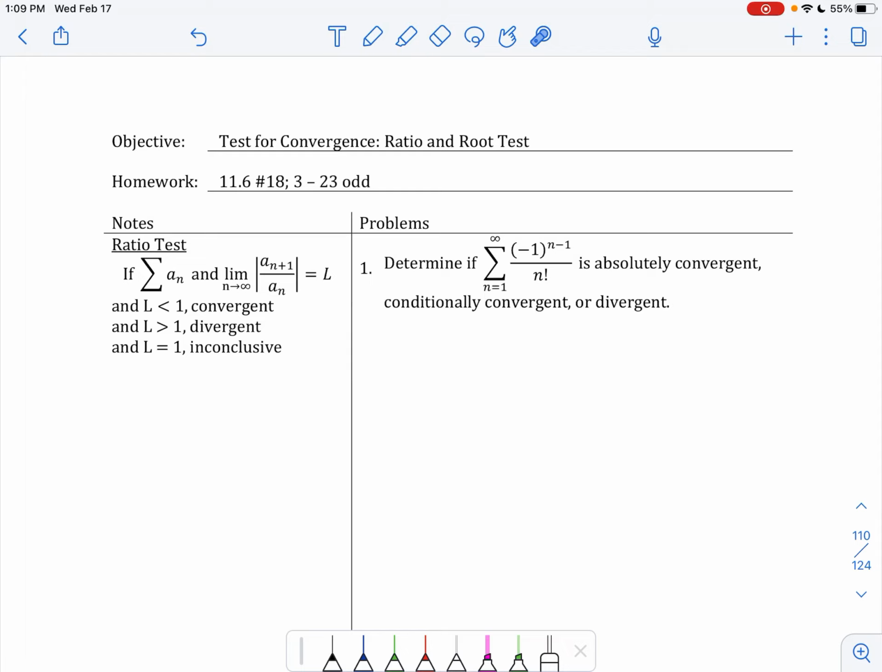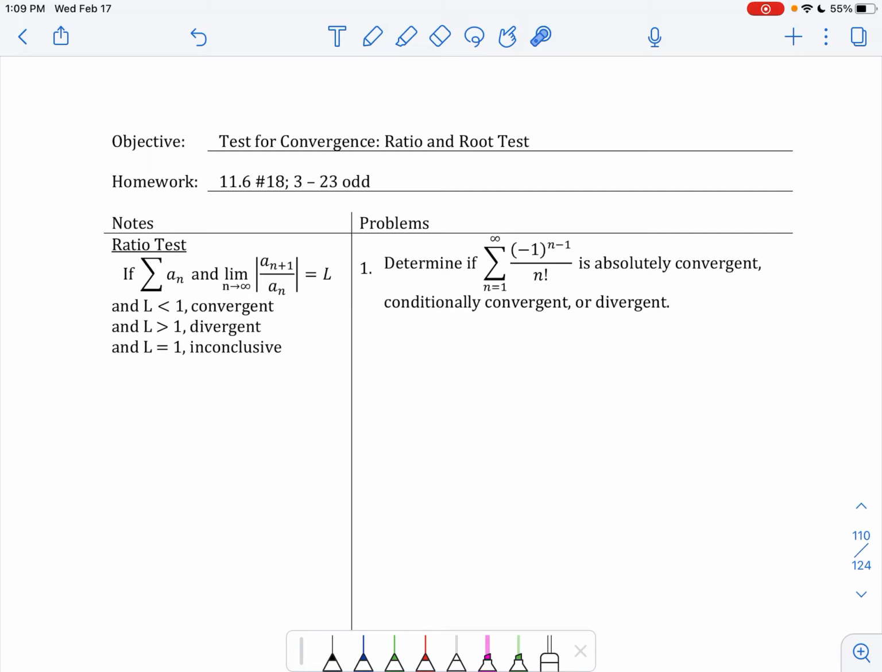So the ratio and root test, these are two separate tests, but they are incredibly similar. And the ratio test says that if you have a series and the absolute value of the limit as n approaches infinity of just two consecutive terms is equal to a number, then if that number is less than 1, it's convergent. If that number is greater than 1, it's divergent. And if it's equal to 1, it's inconclusive and you have to use a different test.